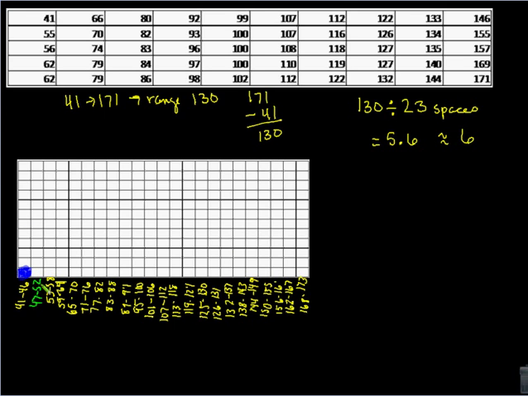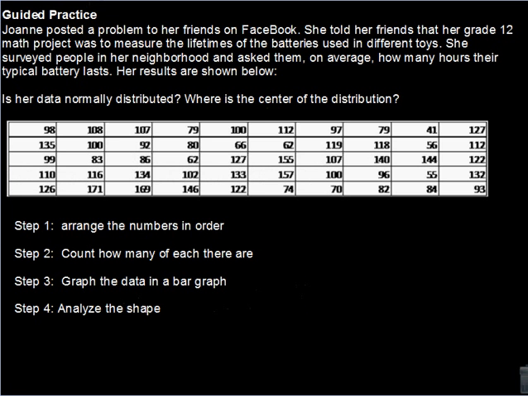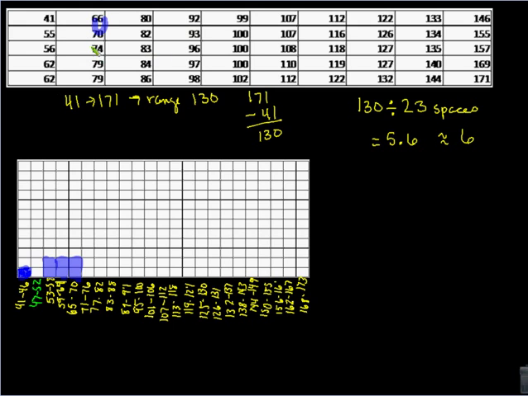I have no numbers between 47 and 52. I have 2 numbers between 53 and 58. I have 2 numbers between 59 and 64. I have 2 numbers between 65 and 70. And that's just me counting. There's 2 right there between 65 and 70. I have 1 number between 71 and 76. I have 2 numbers between 77 and 82.